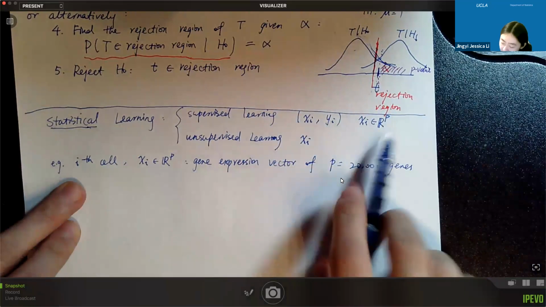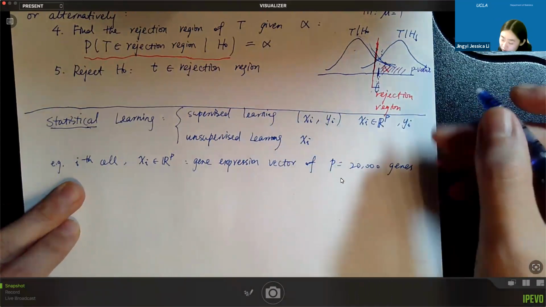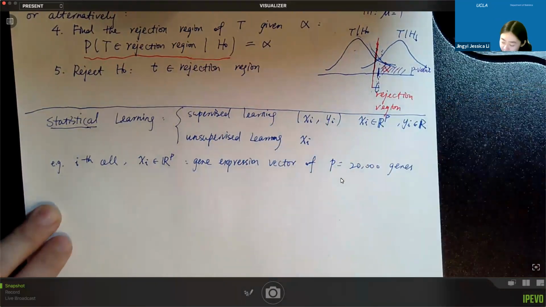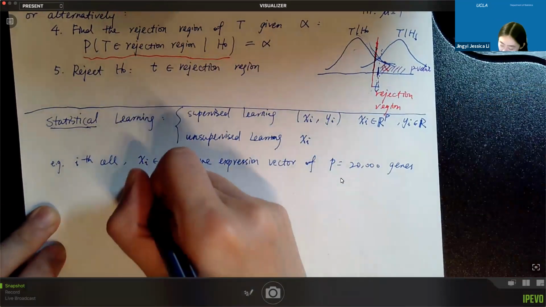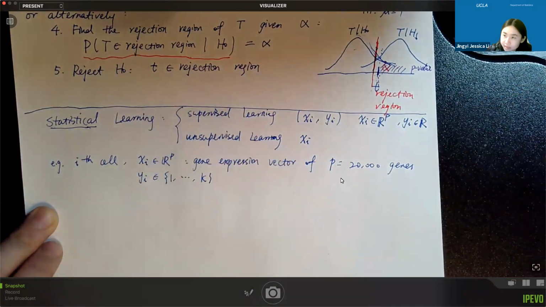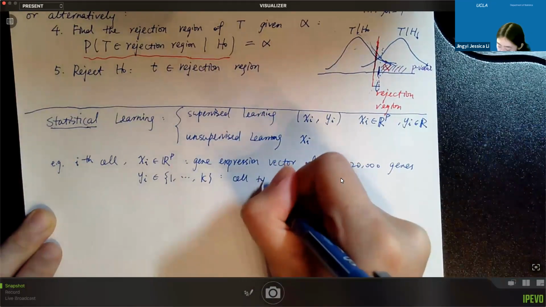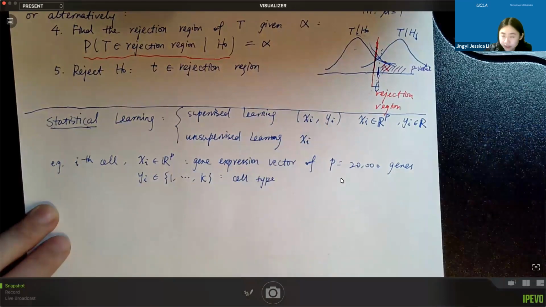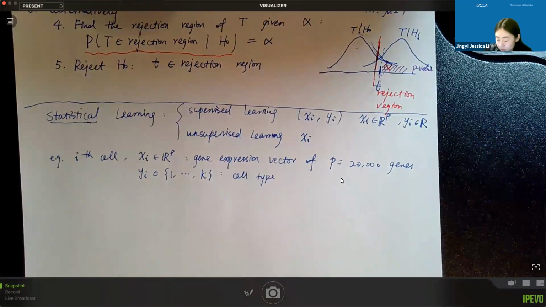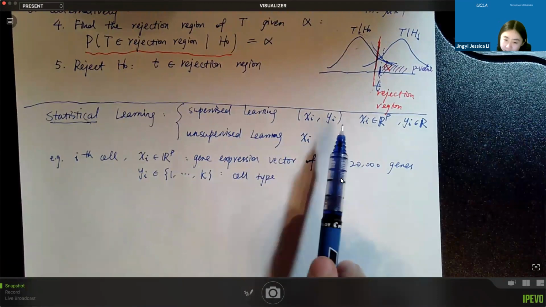If it's supervised learning, we can also have yi, which is usually one-dimensional. I'm just going to call it a real number, but it can be more specific. For example, yi could be an integer varying from 1 to k, which I can call the cell type of cell i. If I have k cell types, then it's one of them. In supervised and unsupervised learning, the goal is different. For supervised learning, our goal is to predict yi from xi.